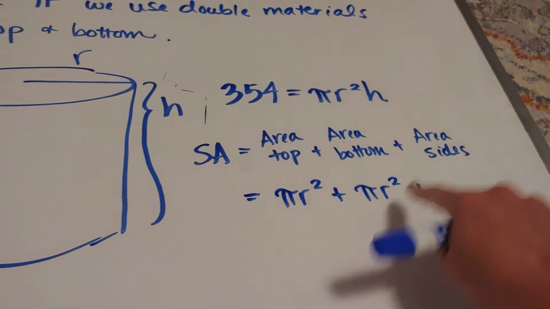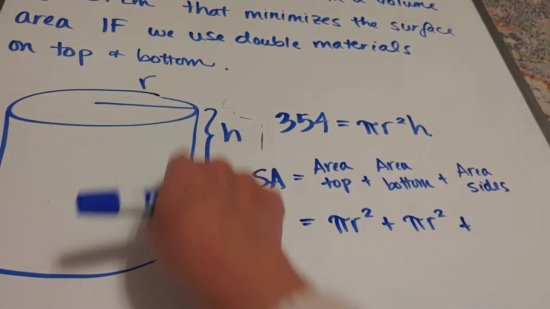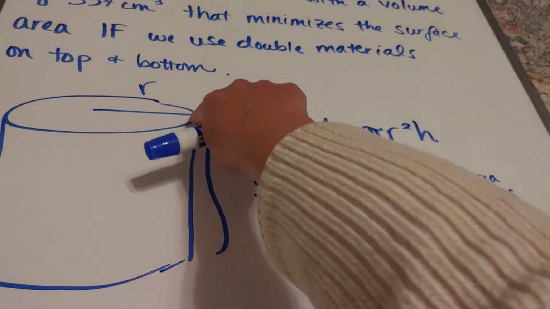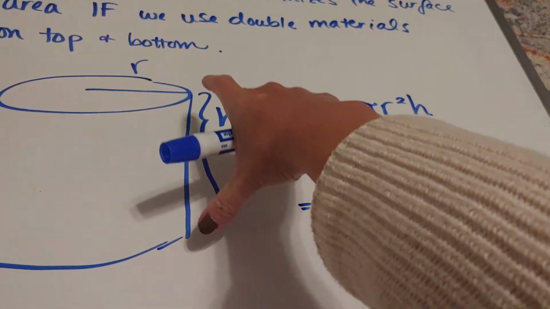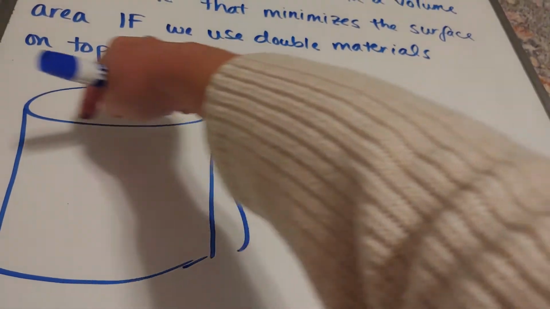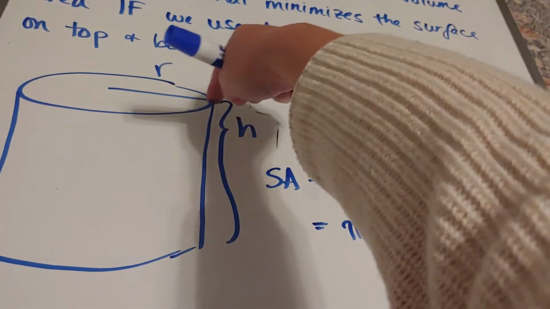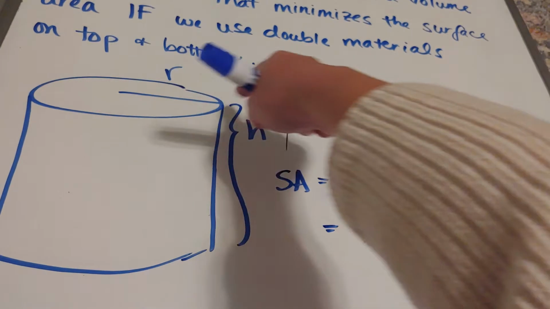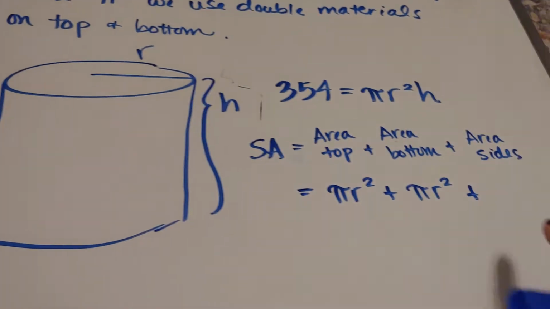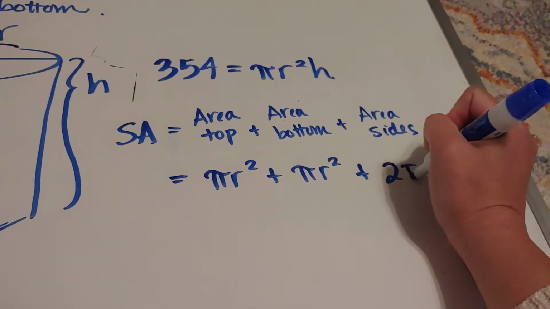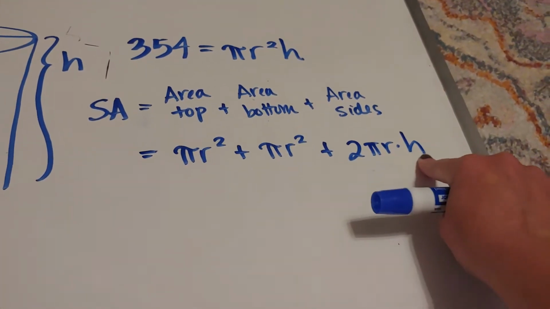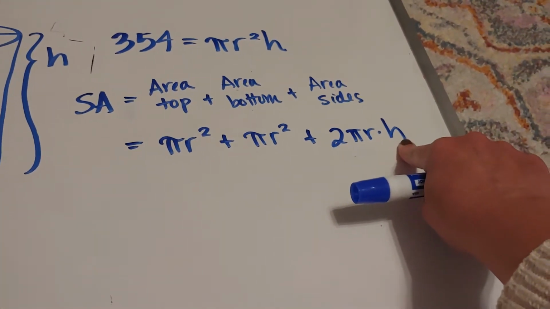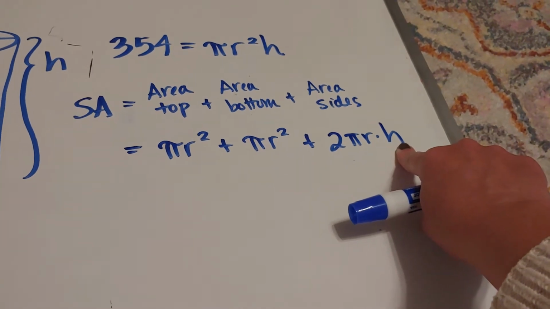What about our side? Well, if you could imagine cutting off the top and the bottom, and then slicing down the side, what we're going to get is a rectangle. And that rectangle will have a height of h, and the length of it will be the length of the circle. And the length of a circle on the outer edge is called the circumference. So this is going to be 2 pi r h. So this is the circumference of the circle. This is the height of the can. So this is going to give me the area of the rectangle.